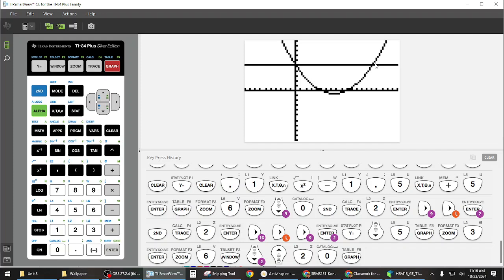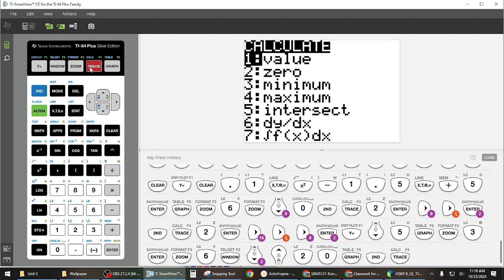I just want you to try to critically think about this. Are we solving for a 0 now? No. So in that menu, which one do you think makes sense? I heard it. Intersect. Good. Awesome. Because we're looking for the intersection between our parabola and that line. So you can either hit 5 or arrow to 5.